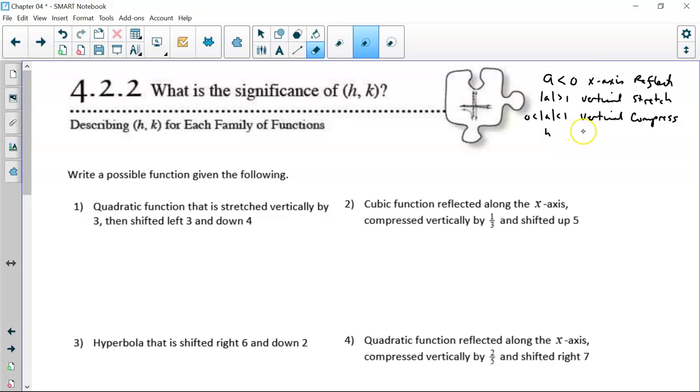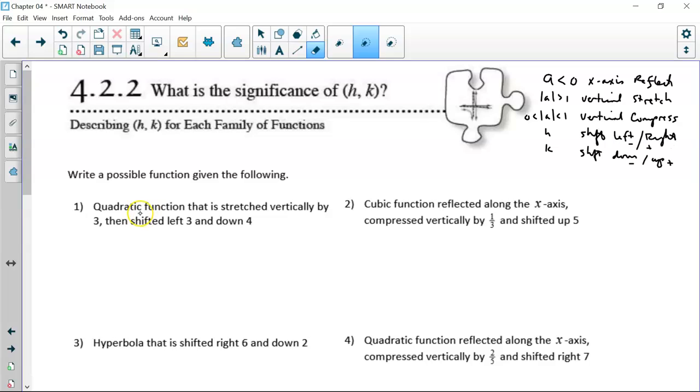And h, we shift left if it's negative, right if it's positive, and k is our shifting down if it's negative, and up if it's positive. So keep that in mind as we're working on the first few problems.